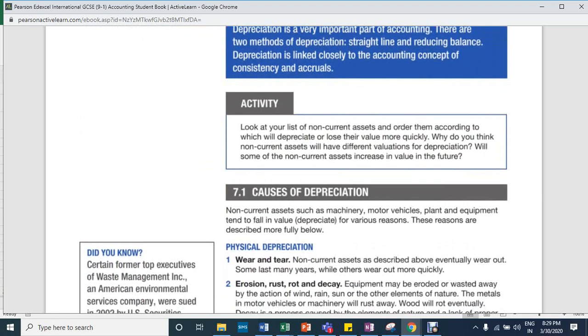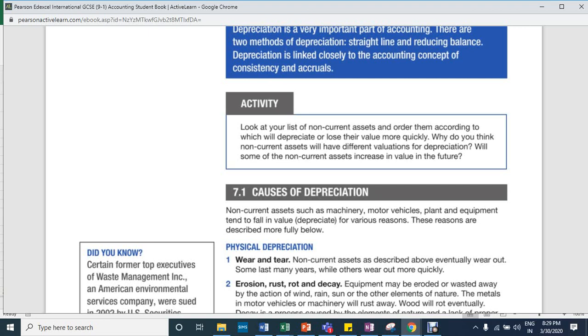Let's look at an activity. Look at your list of non-current assets and order them according to which will depreciate or lose their value more quickly. Why do you think non-current assets will have different valuations for depreciation? Write some of the non-current assets that increase in value in the future.